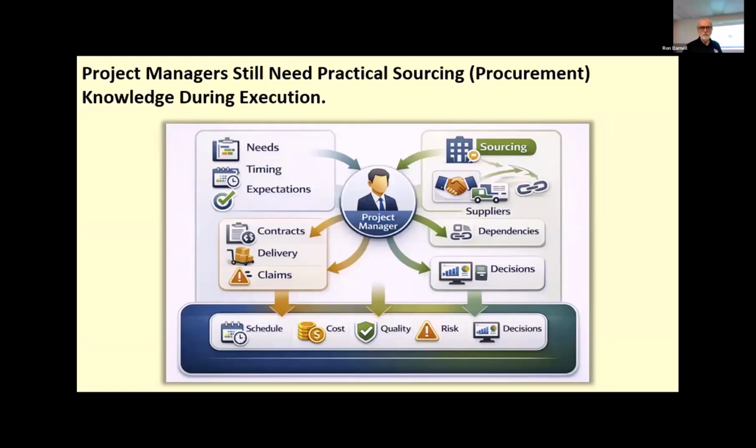The class notes support this by emphasizing supplier selection, contracts, procurement monitoring, and supplier relationship management and closeout as execution relevant activities. So the core message here is pretty straightforward: organizational outsourcing may own the formal procurement function, but the project manager still needs practical sourcing knowledge to protect delivery performance.